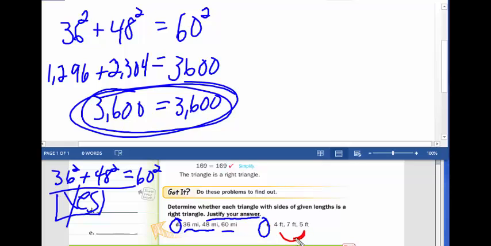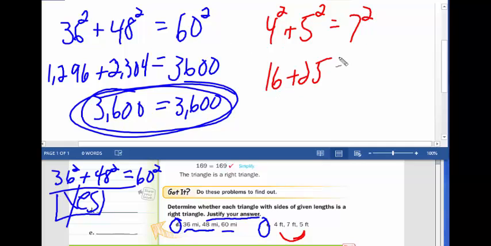Notice we didn't do this in order in this case. Our two smaller legs are 4 and 5. So we're asking, does 4 squared plus 5 squared equal 7 squared? And this one we can do quite easily in our head. We have 16 plus 25.